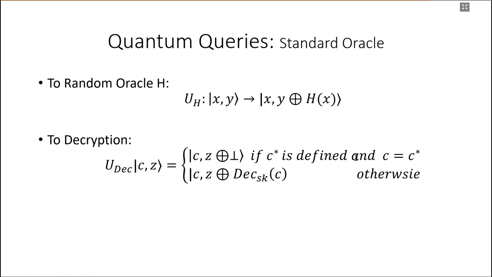For decryption queries, it's similar with the difference that if the challenge ciphertext C star is defined and submitted as a decryption query, then the decryption oracle returns bottom. So it doesn't decrypt C star. And C star is a classical ciphertext. So this unitary is well defined.